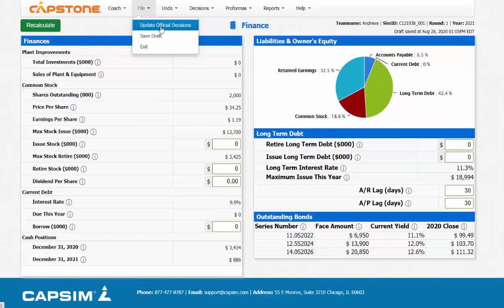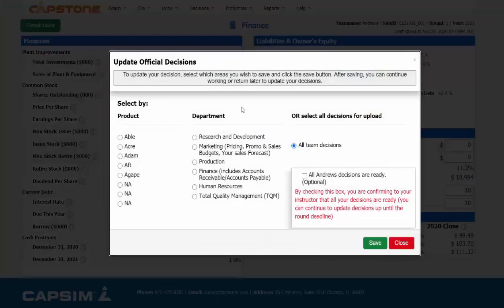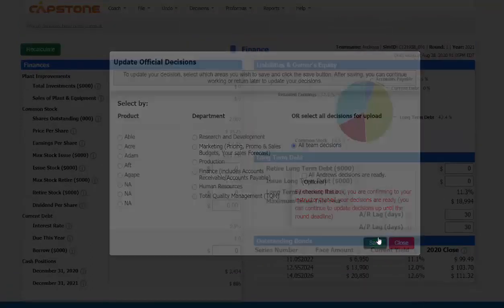So let's say I'm happy with the decisions I've made. I can click Update Official Decisions, and then I would just click on All Team Decisions because I'm the only person on the team. And then I would go ahead and save.